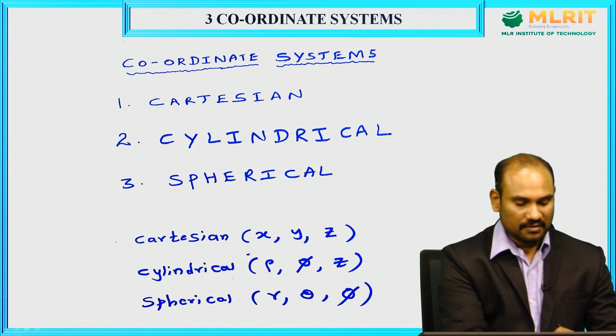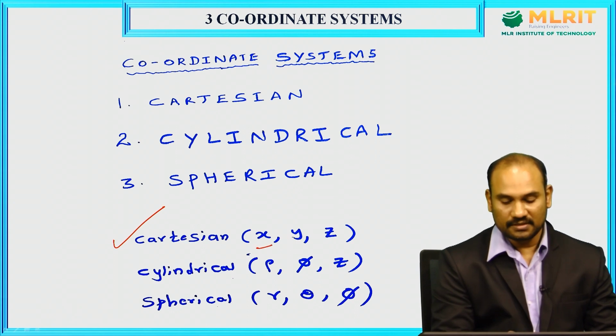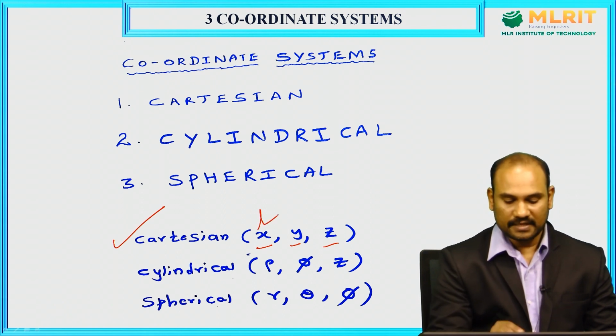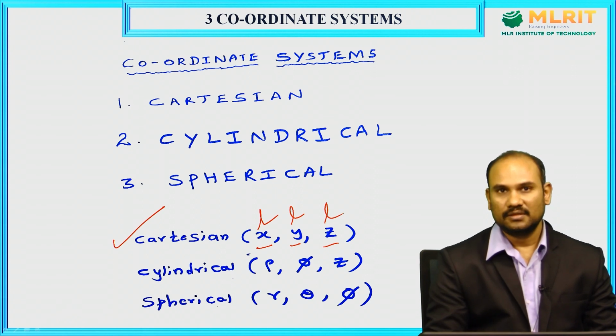First, let us say the most familiar one, everyone knows, the basic and simple one, Cartesian system, which has 3 coordinates x, y and z. All the 3 coordinates indicate length only. Along x axis, length measured along x axis, along y axis, along z axis. All 3 coordinates indicate length.